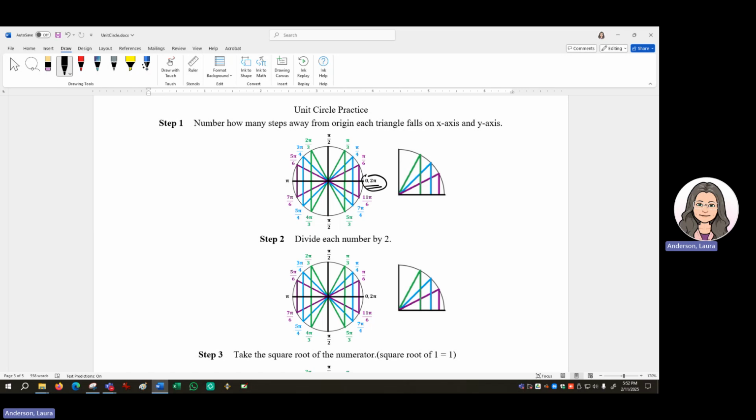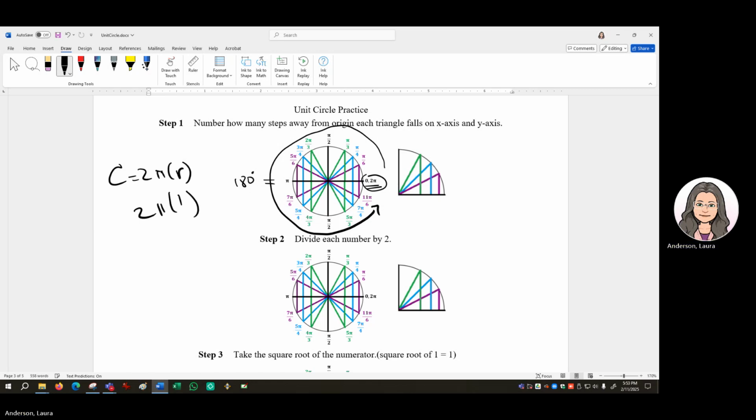Be angle 0, and then we're going to rotate in this counterclockwise direction. If we get halfway around the circle, that's 180. And remember, 180 equals pi. A full rotation is the circumference, which is 2 pi times r, but r is 1. So then a full rotation is 2 pi, and that's where we get this value of 2 pi.